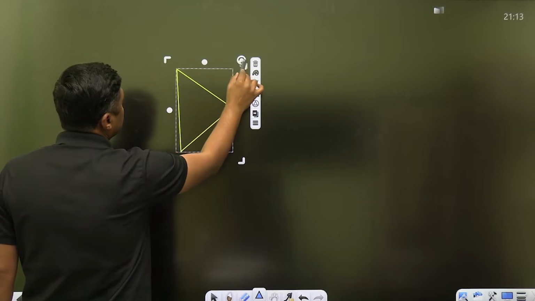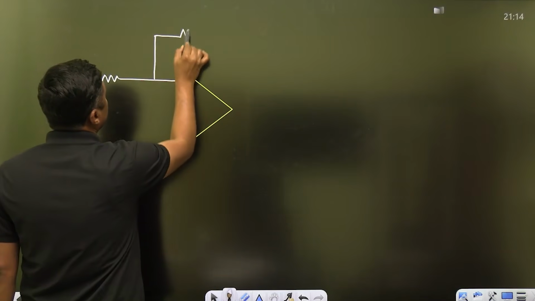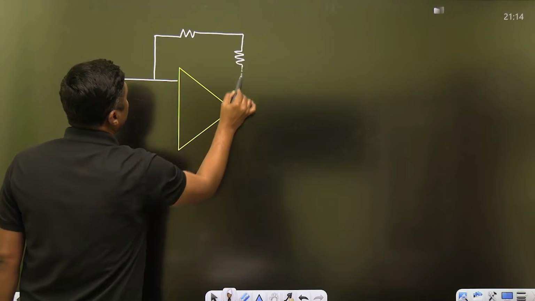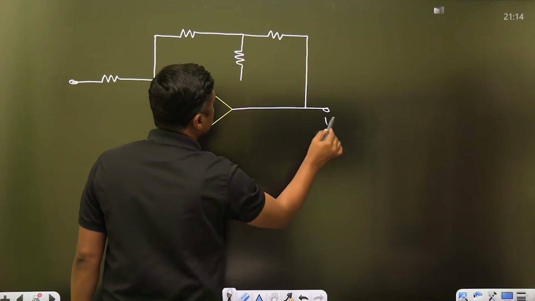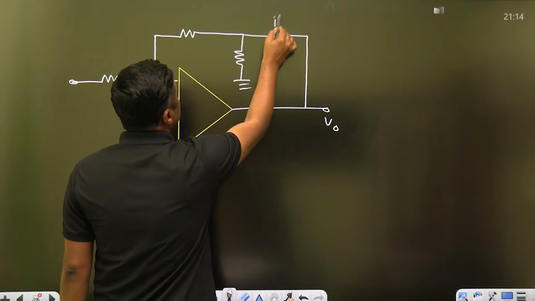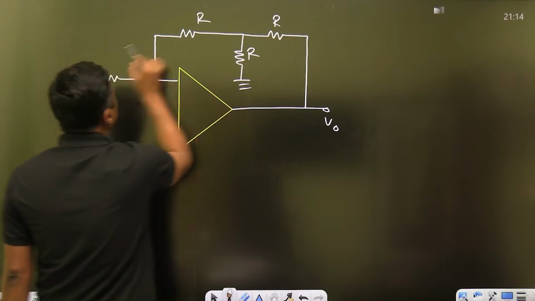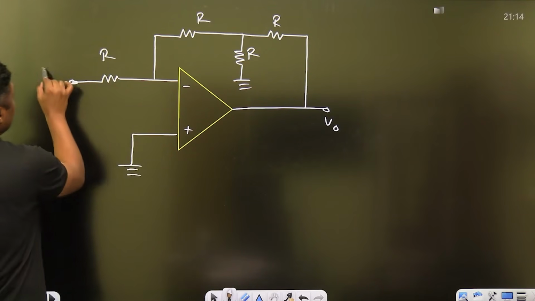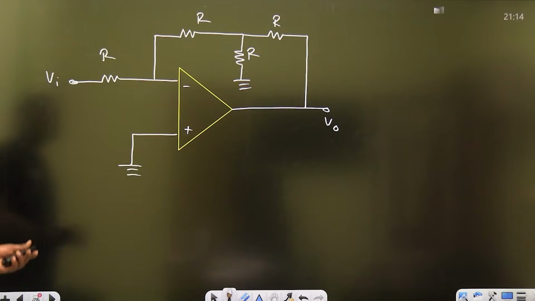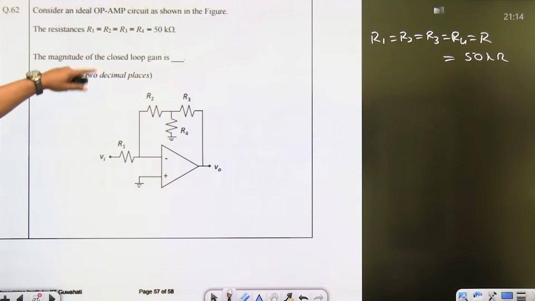Very simple. Now, this is one resistor R. This is another resistor R. This is another resistor R. This is another resistor R. All are equal. This is connected to ground. This is VI. What is the closed loop gain required? Ideal op-amp is given. Magnitude of the closed loop gain. Only the magnitude is required, means positive answer.